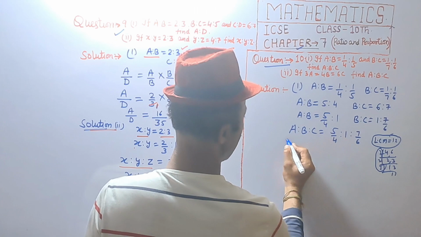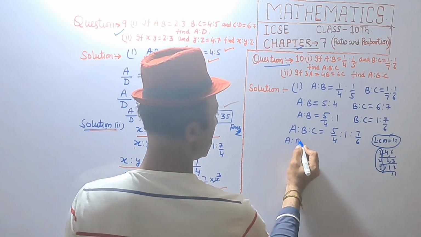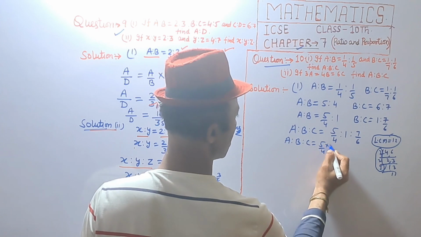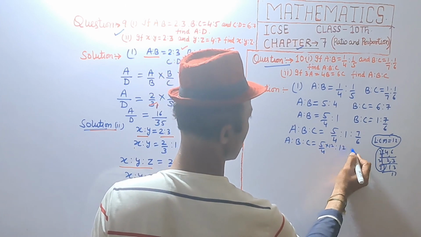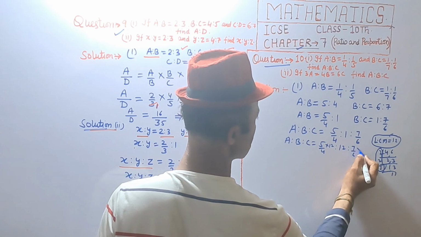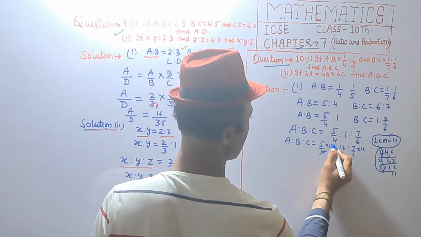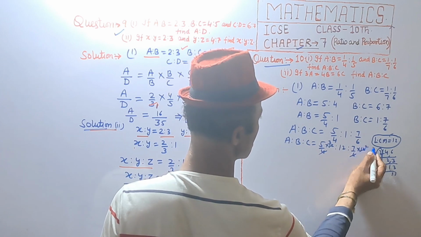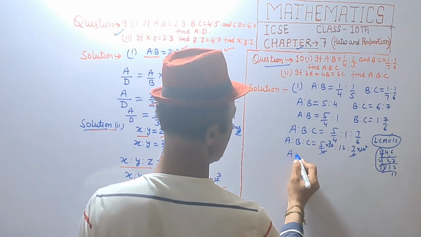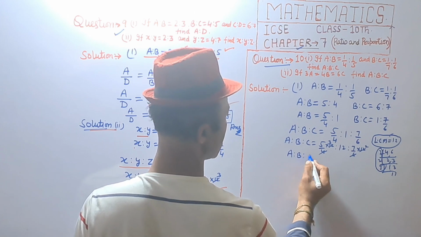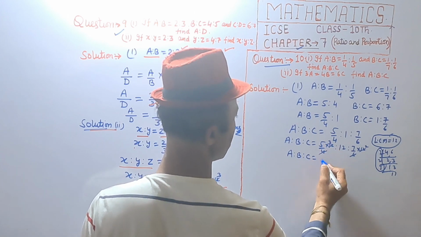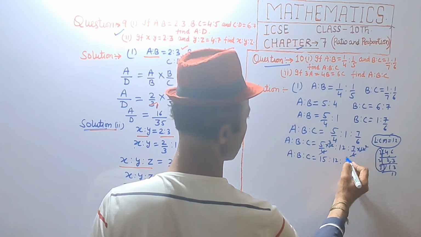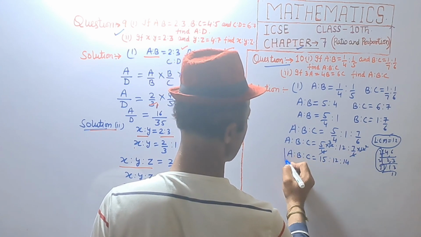12 multiplied by A ratio B ratio C is equal to 5/4 into 12 ratio 12 ratio 7/6 multiplied by 12. That is 4 3s are 12 and 6 2s are 12. So A ratio B ratio C is equal to 5 3s are 15 ratio 12 ratio 7 2s are 14.